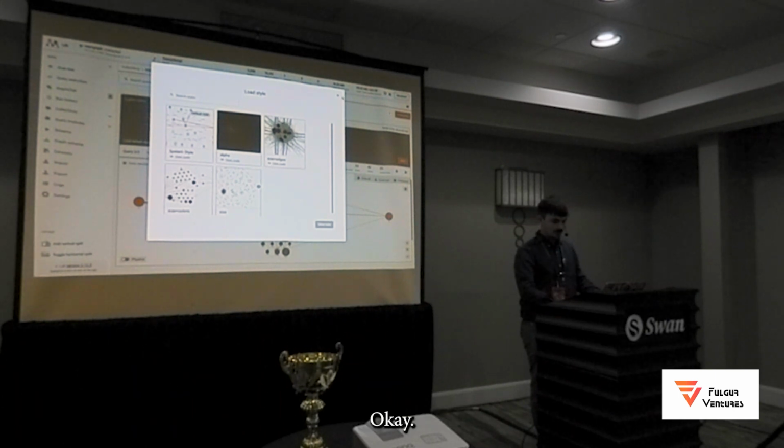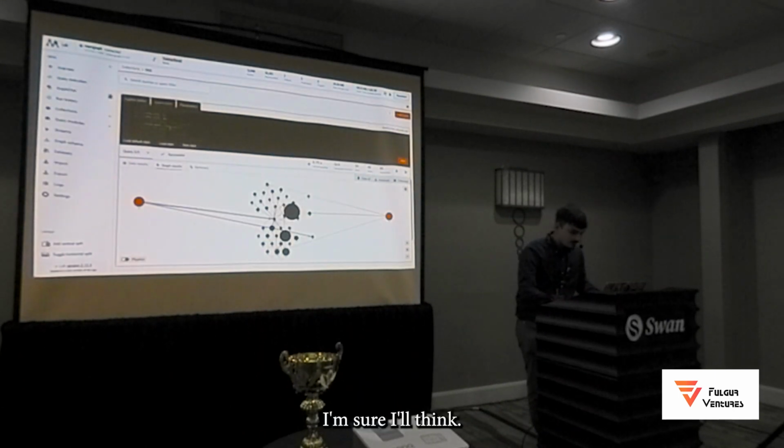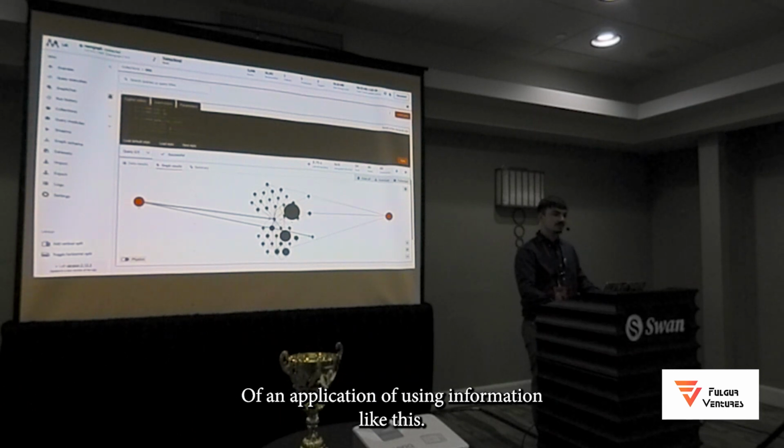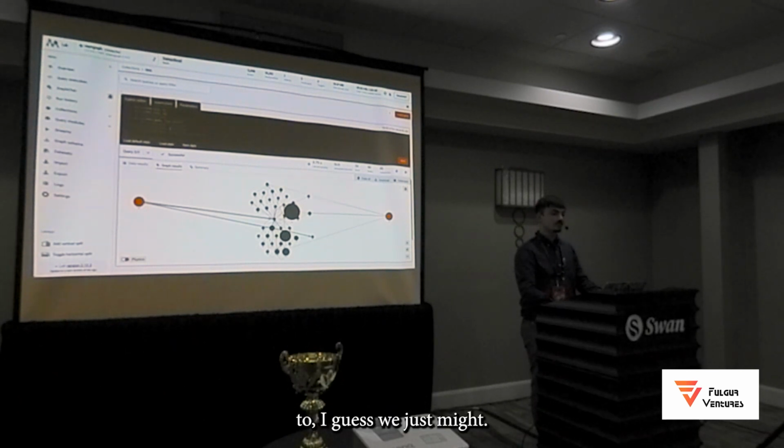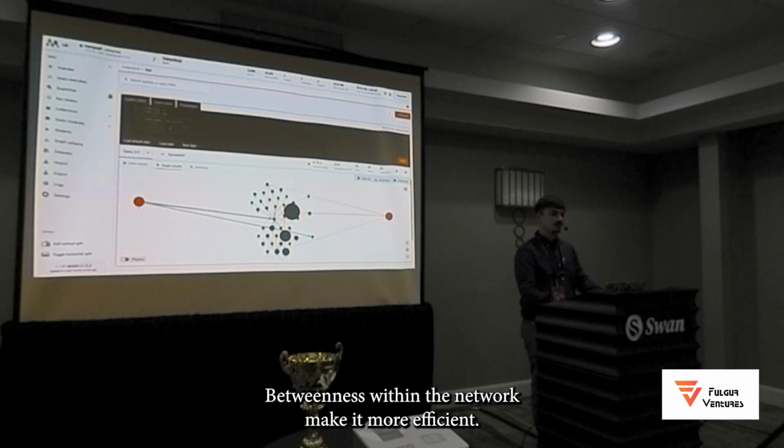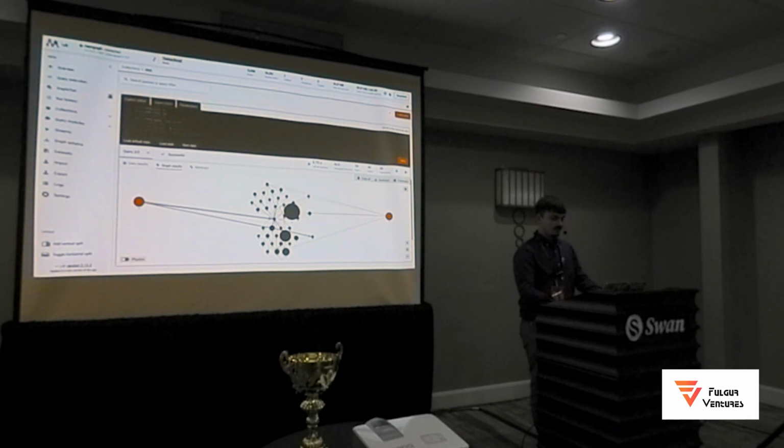Size plus colors, okay. I'm just trying to think of an application of using information like this. Would it be if I wanted to open up a new channel to, I guess, reduce my betweenness within the network or make my node more efficient? Is this a tool like this analysis would help in that?